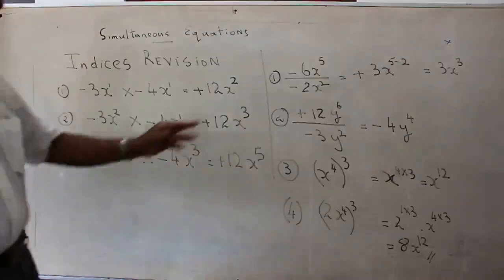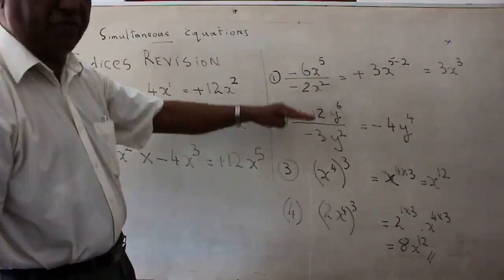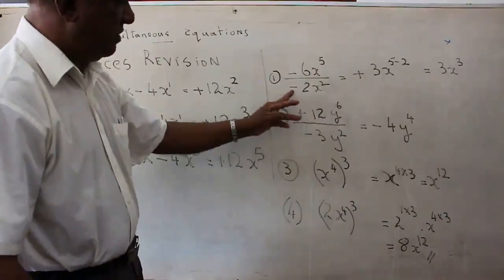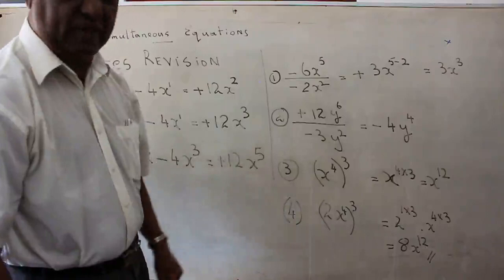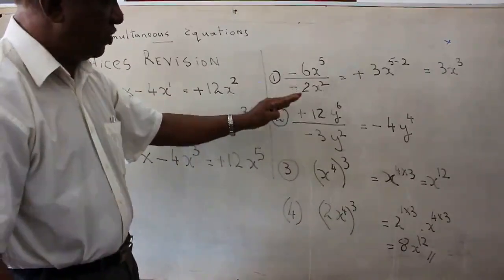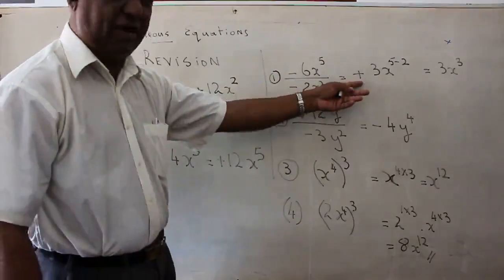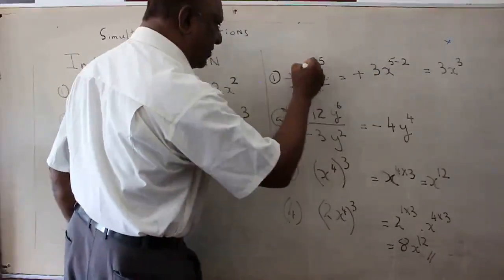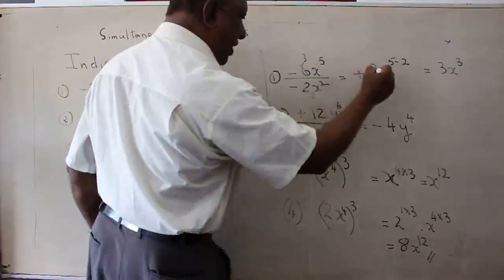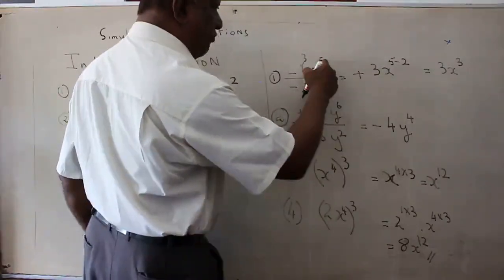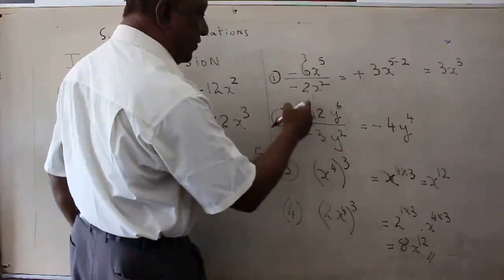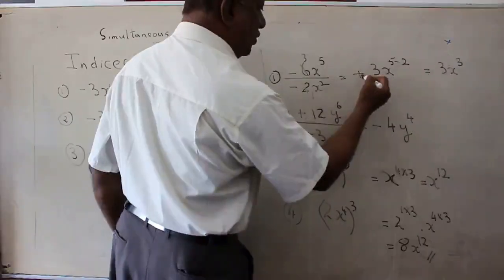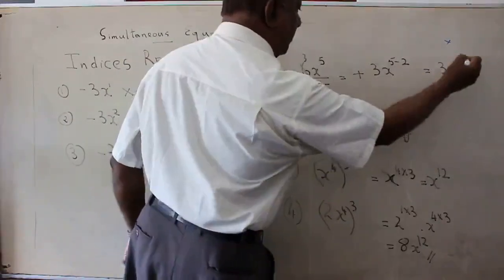Next we come to the division form. Minus 6x to the power 5 divided by minus 2x squared. In the division, the same rule applies. Minus and minus divided becomes plus. How do you get the 3? 2 times 1 here, 2 times 3, you get 3. X to the power 5, x to the power 2. In division, the indices get subtracted. 5 minus 2, which is plus 3, x to the power 3.